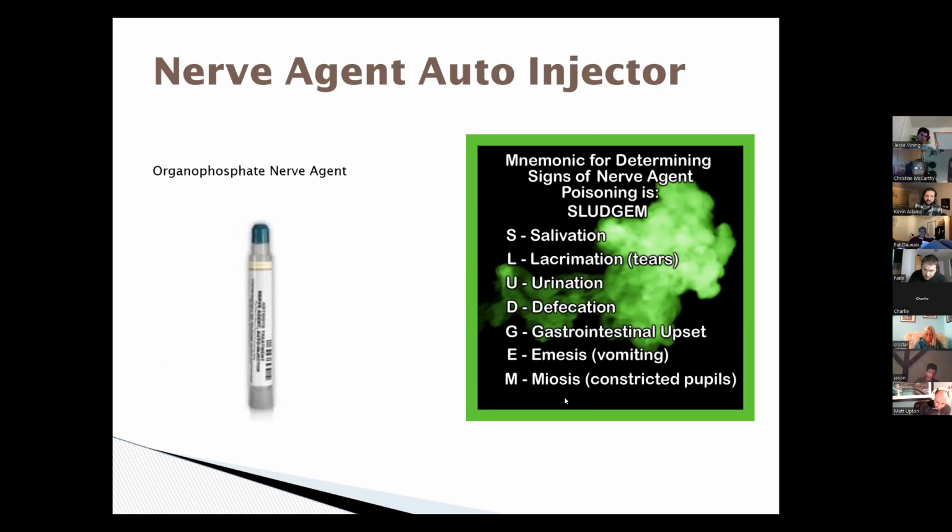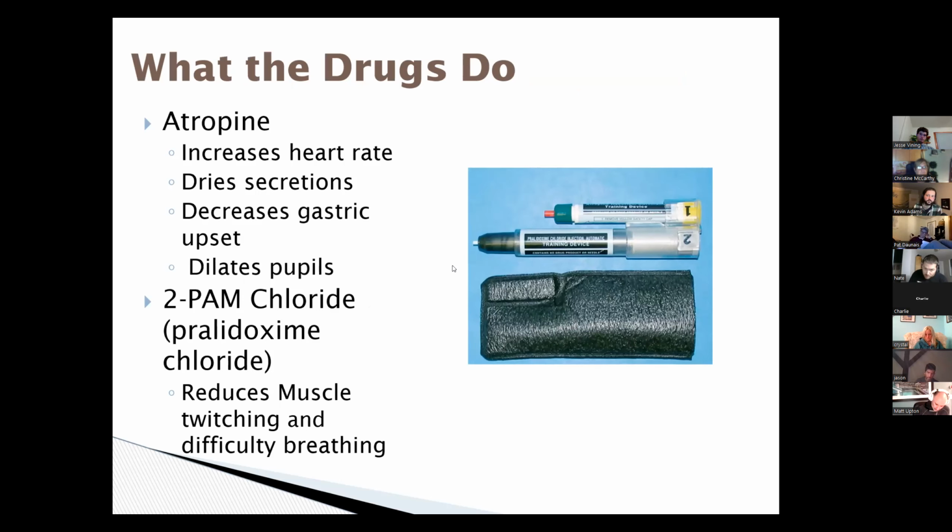So if they have any of these things or all of these things, that is a pretty straightforward way to tell that they have been poisoned by a nerve agent or just poisoned in general. The reason we talk about these is because these nerve agent injectors actually become part of our scope of practice in the event of a nerve attack, a terrorist attack, or something like that.